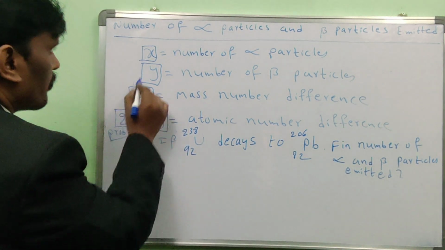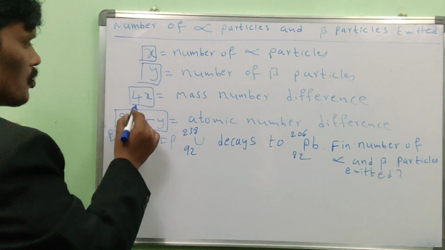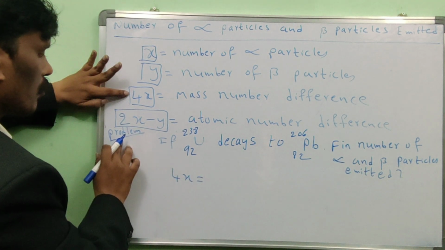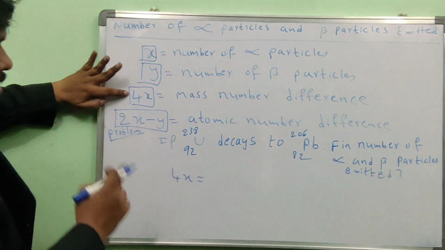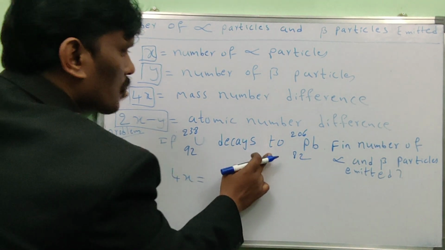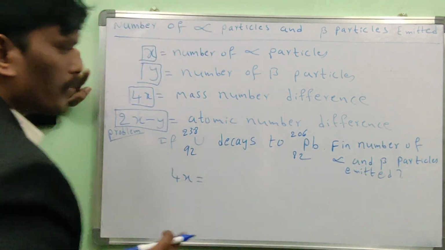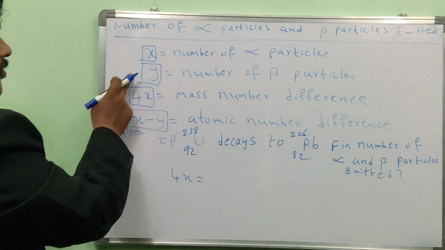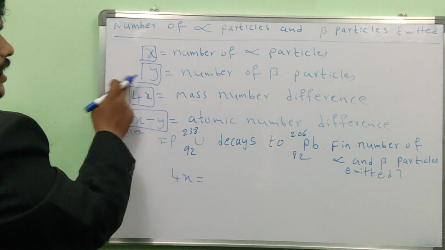So here x is the number of alpha particles, y is the number of beta particles. I am going to take one example problem and explain how to calculate alpha and beta particles. What is the problem? If uranium 92-238 decays to lead 82-206, find the number of alpha and beta particles emitted. So I need to calculate x and y. Why? Because x means the number of alpha particles, y means the number of beta particles.